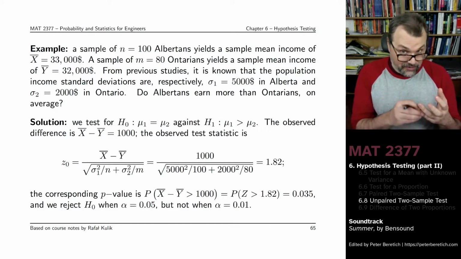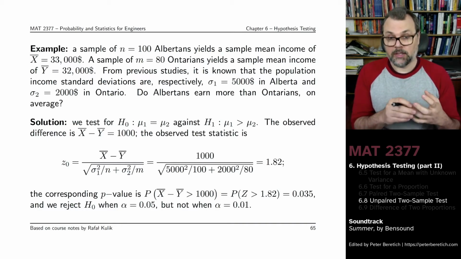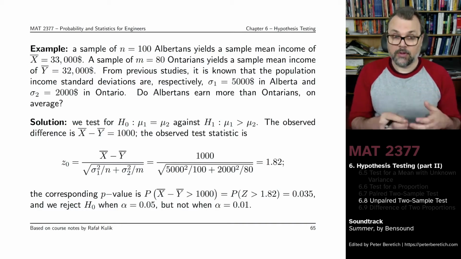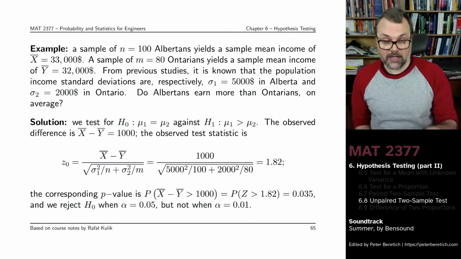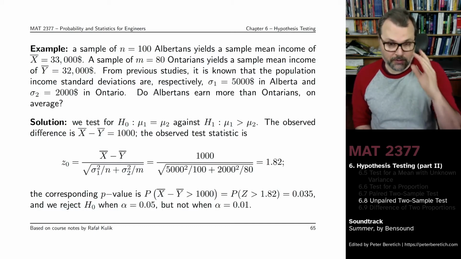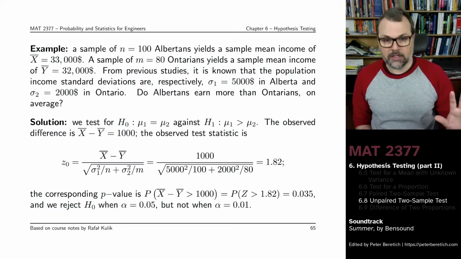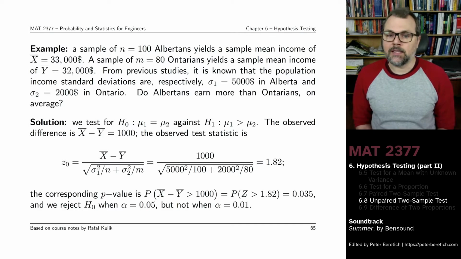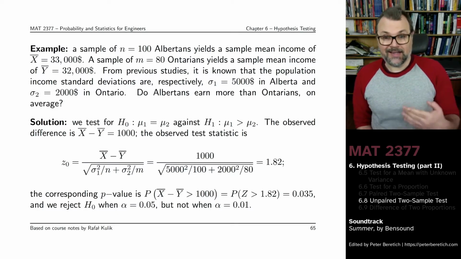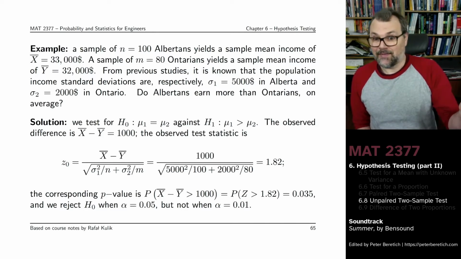Yeah. The standard deviations will play a role, and the sample sizes will play a role. We're testing for the null hypothesis that there is no difference between the mean income in Alberta and the mean income in Ontario, mu1 and mu2, against the alternative hypothesis. What we're trying to show is true, that the mean income in Alberta is greater than the mean income in Ontario. That is what our data seems to suggest.